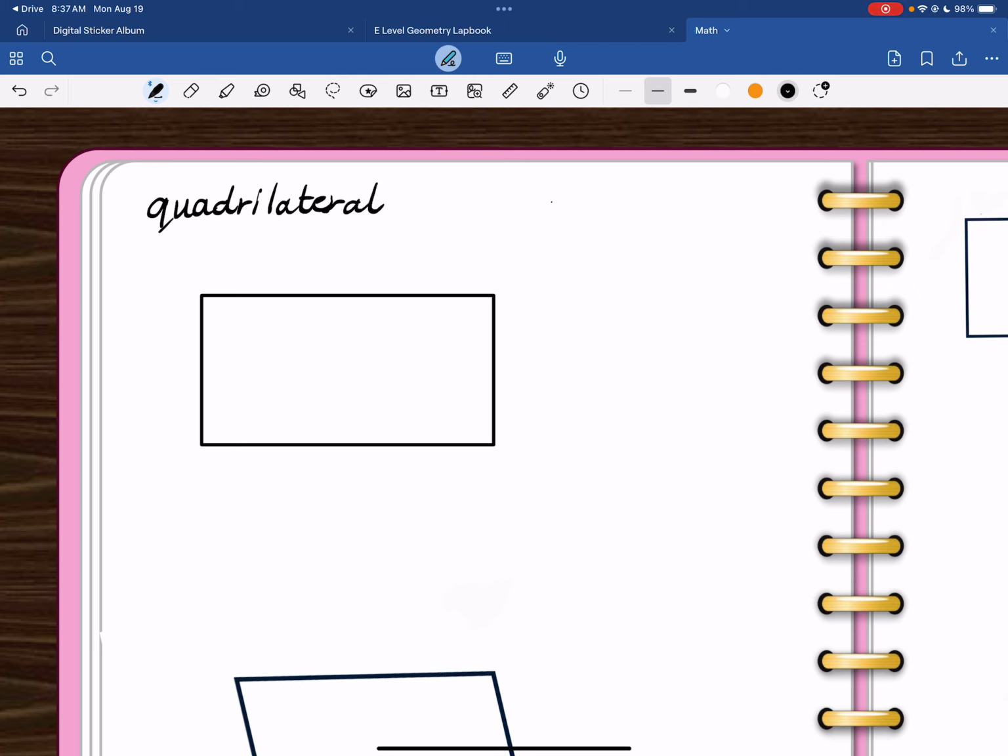Quadrilateral. Quad, the prefix quad means four. Lateral means side. If you watch football, a lateral pass is one that instead of going downfield, it goes to the side. So a quadrilateral is a shape with four sides. So to be in the quadrilateral family, a shape must have four sides.